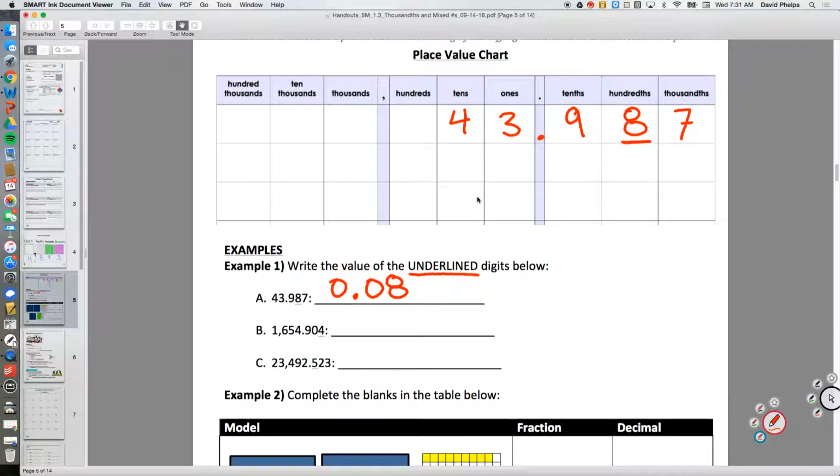All right, look at letter B. On your own, try to solve it as Mr. Phelps writes it on the board. Go.